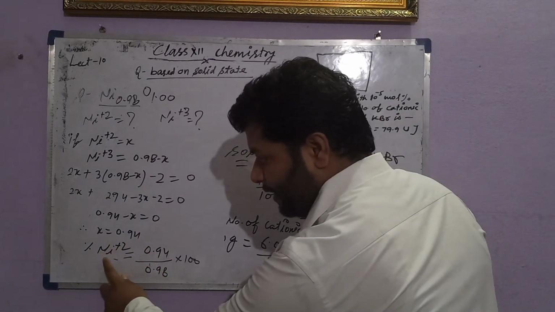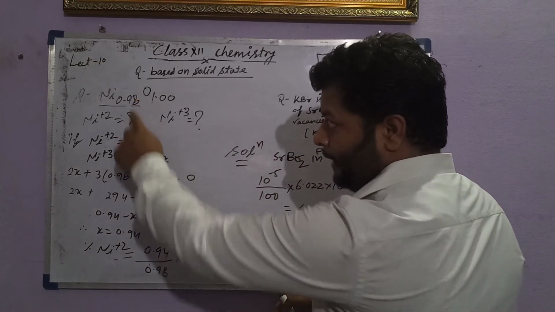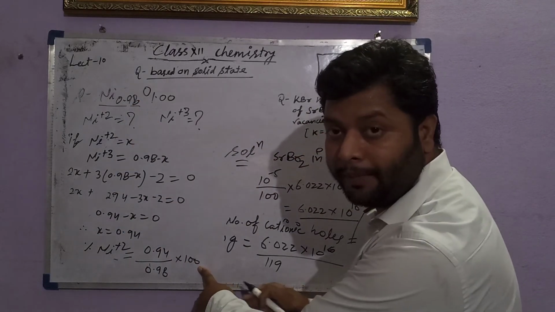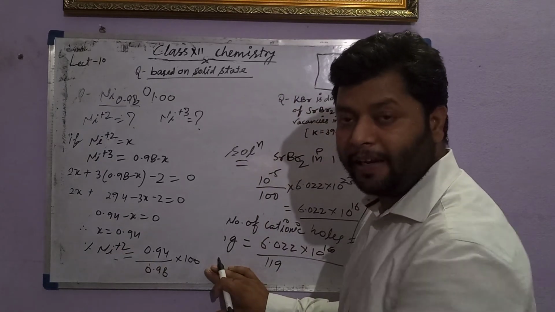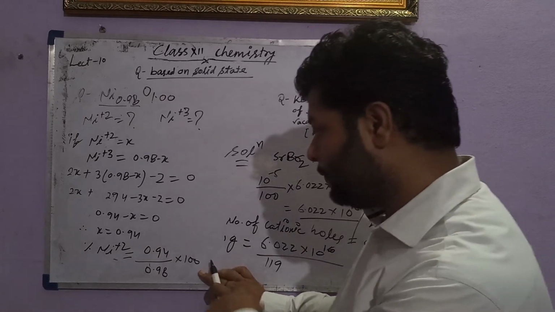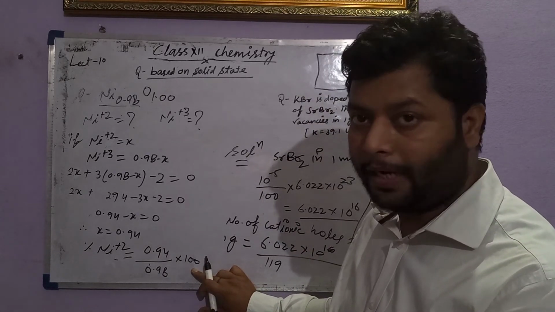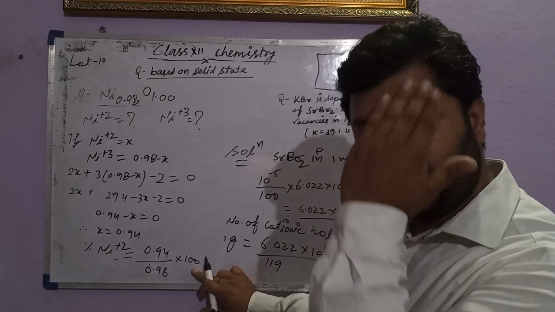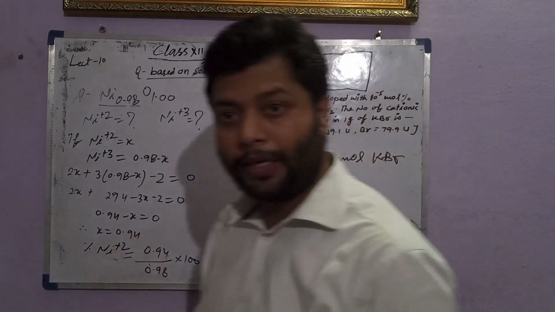The percentage of nickel plus 2 will be the value 0.94 out of 0.98, the whole value, into 100. That will give you the fraction percentage of nickel plus 2. Nickel plus 3 will be 100 minus this value. So comment me the answer for nickel plus 2 and nickel plus 3. That is one of the questions we are having.